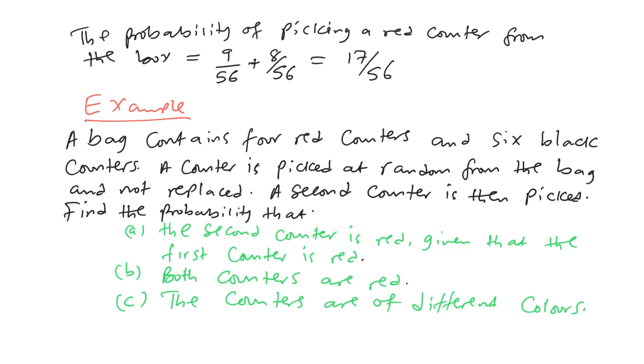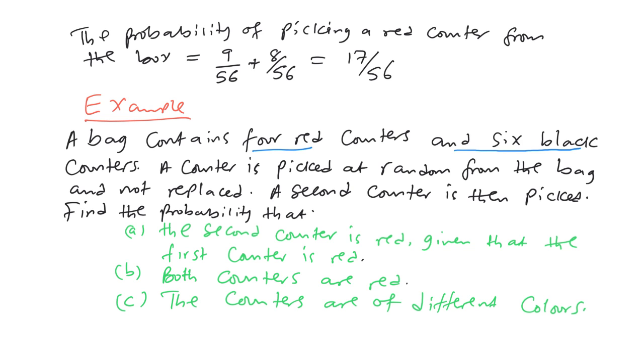But the easiest and most straightforward way of tackling this problem is to use probability tree diagrams. Okay, let's look at this bag. There are 4 red and 6 black. That means in total, we have 10 counters, of which 4 are red and 6 are black. A counter is picked at random from the bag and not replaced. A second counter is then picked from the bag.